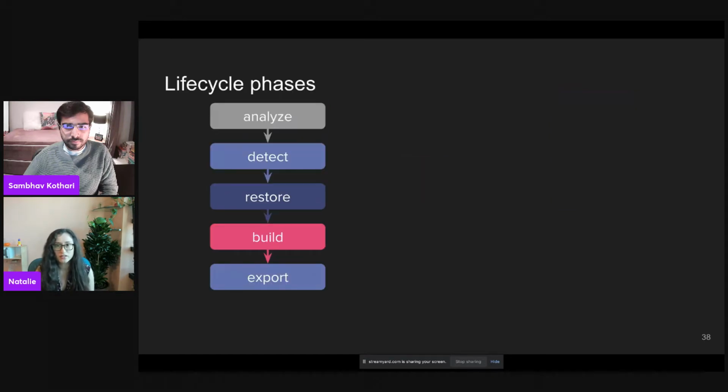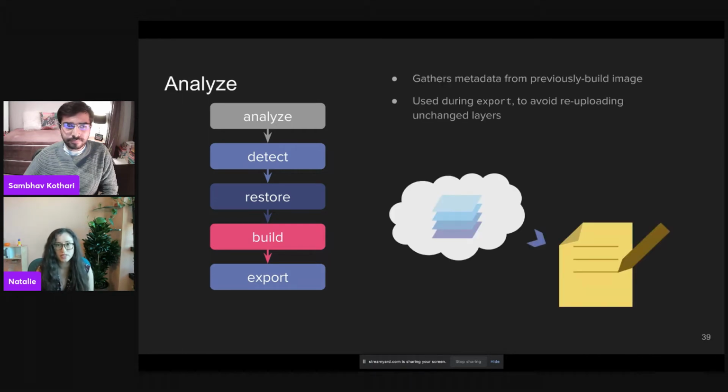The lifecycle is a program that orchestrates the build, and it executes in a series of phases where each phase has its own distinct responsibility. Looking at those in turn, we start with the analyze phase, which gathers metadata from a previous build of the same image. This information is used to determine if layers from that previous build are unchanged. This avoids the need to re-upload data to the registry or the daemon, wherever the image is being stored.